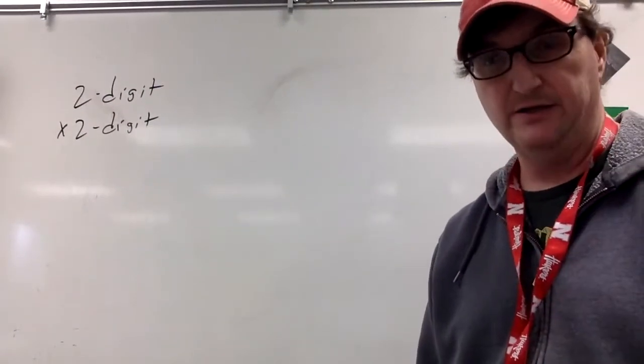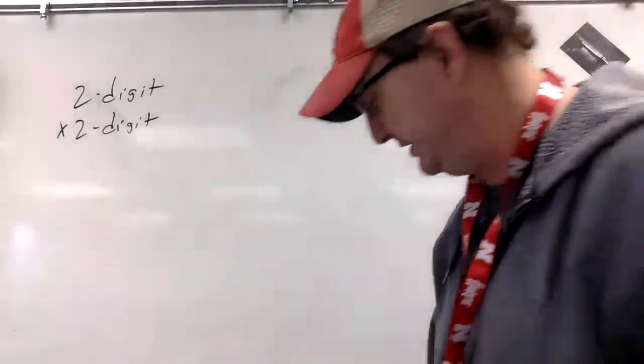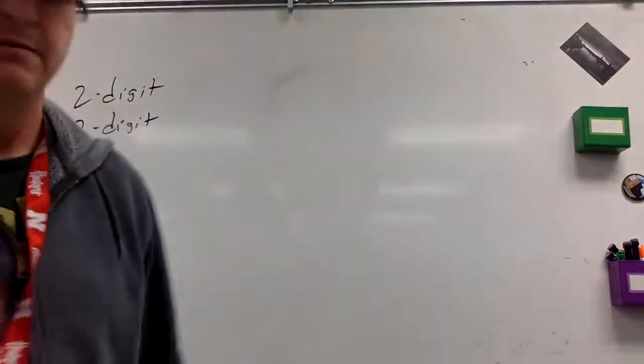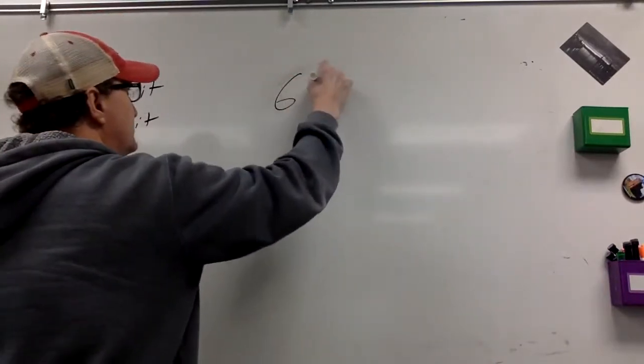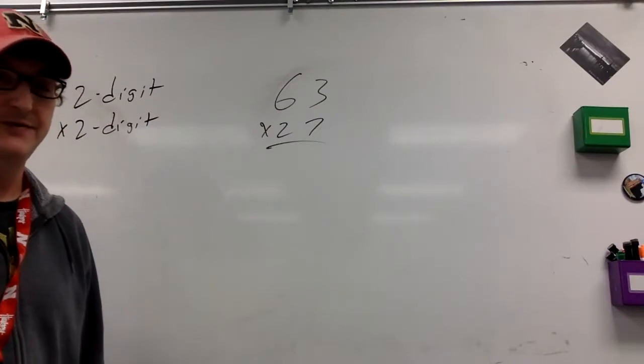It's a new thing, so you gotta pay close attention. Multiplying two-digit numbers times two-digit numbers. For example, multiplying something like this, 63 times 27. All right? We've not done that yet.